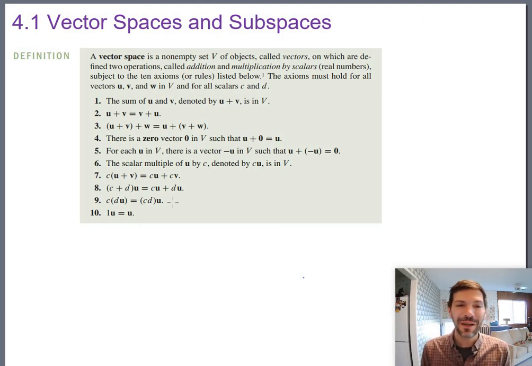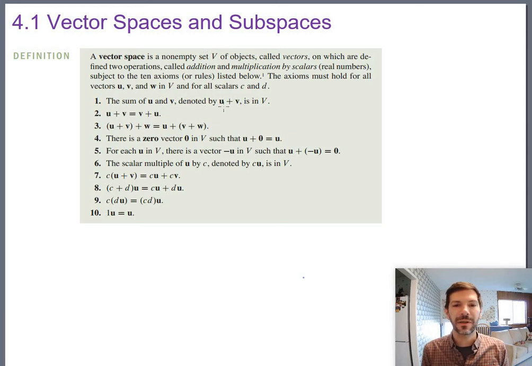But let's just say that, let's take a quick look through the conditions. So if you have 2 objects in your set, which I will call vectors from here on out. If you've got two vectors, then when you add them, it still has to be in the set, in the non-empty set V of objects.